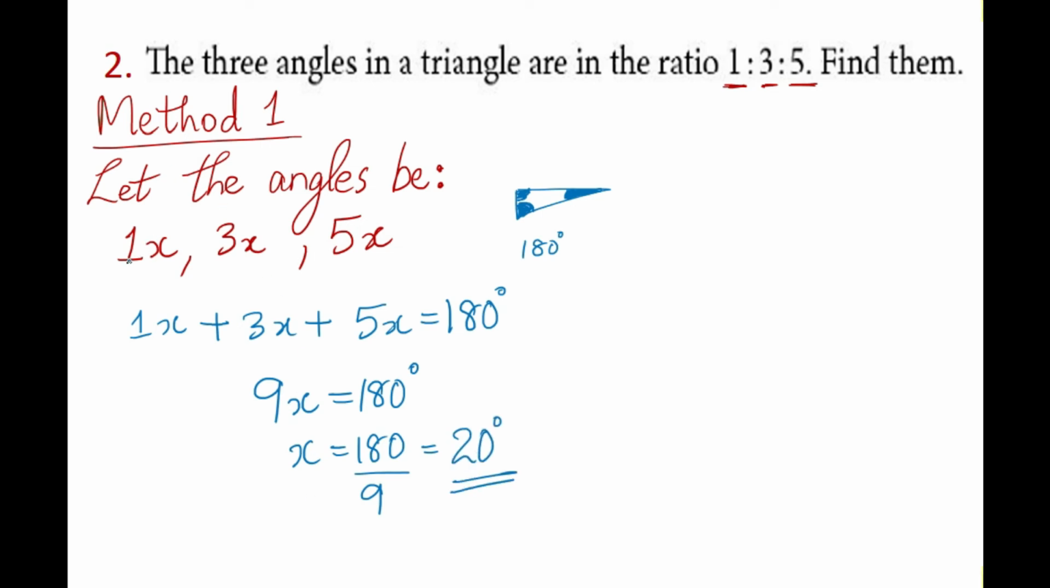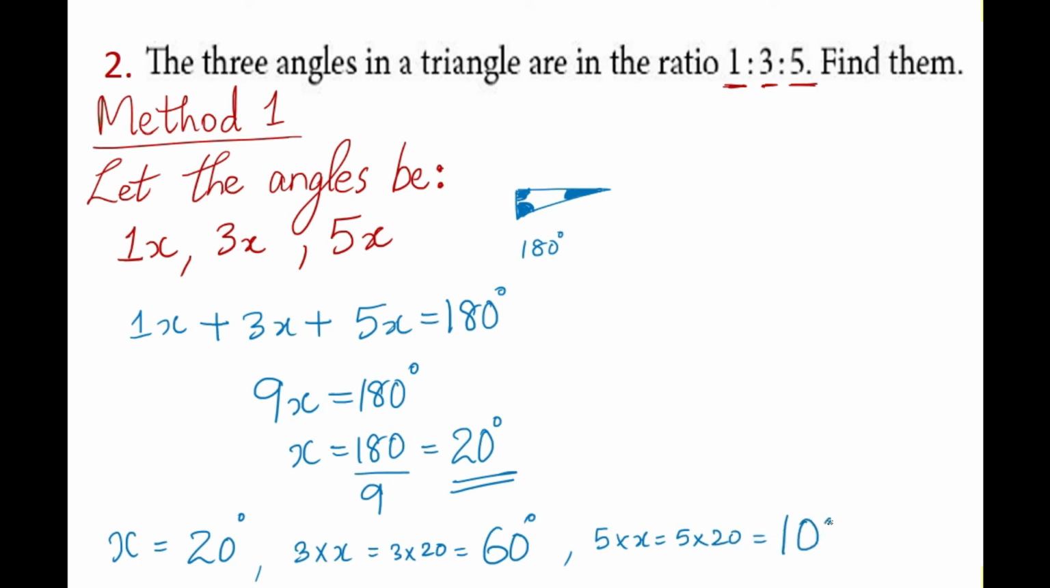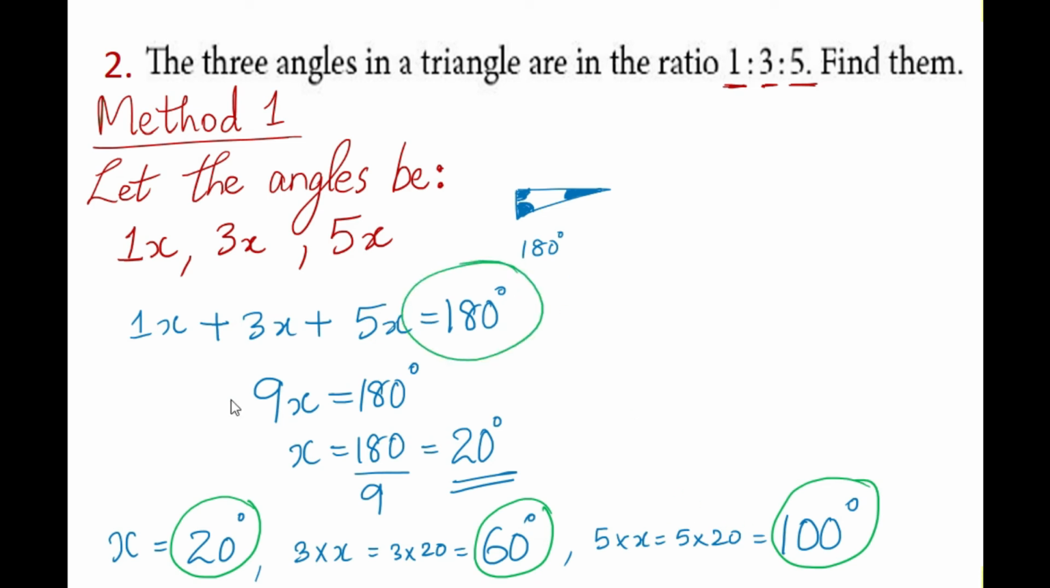I have found my first angle here. So my first angle, x, is going to be 20 degrees. The second angle is 3 times x, which is 3 times 20, giving me 60 degrees. And the third angle is 5 times x, which is 5 times 20, giving me 100 degrees. And you can see from your answer that 20 plus 60 plus 100 gives me 180. This is method 1. I'll show you method 2.